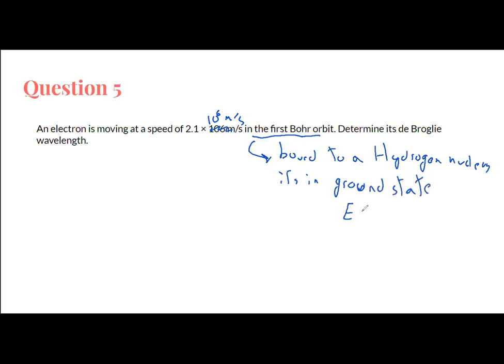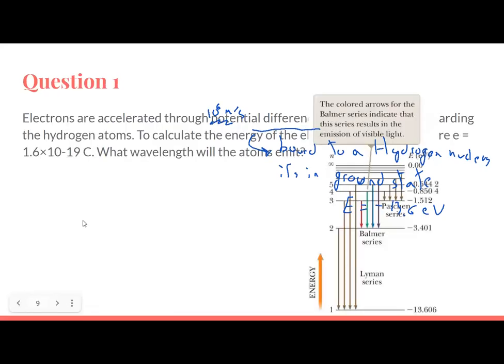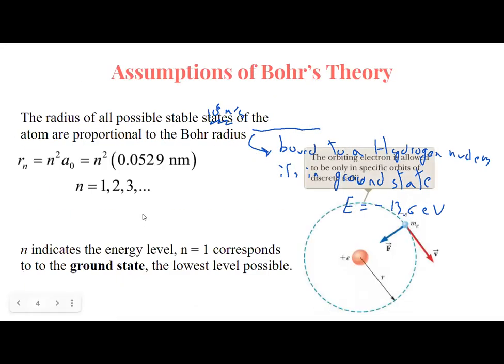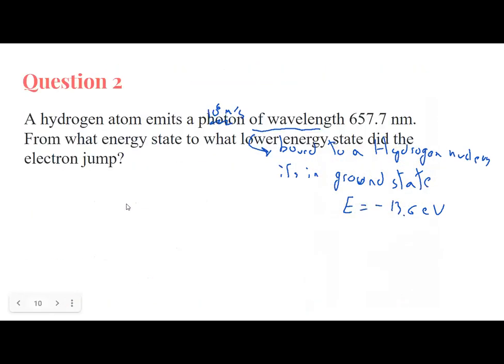So the energy of the whole system is negative 13.6. And also the radius of orbit is the Bohr radius, which is a constant that you don't have to memorize. The Bohr radius is about 0.05 nanometers. It's a tiny amount.